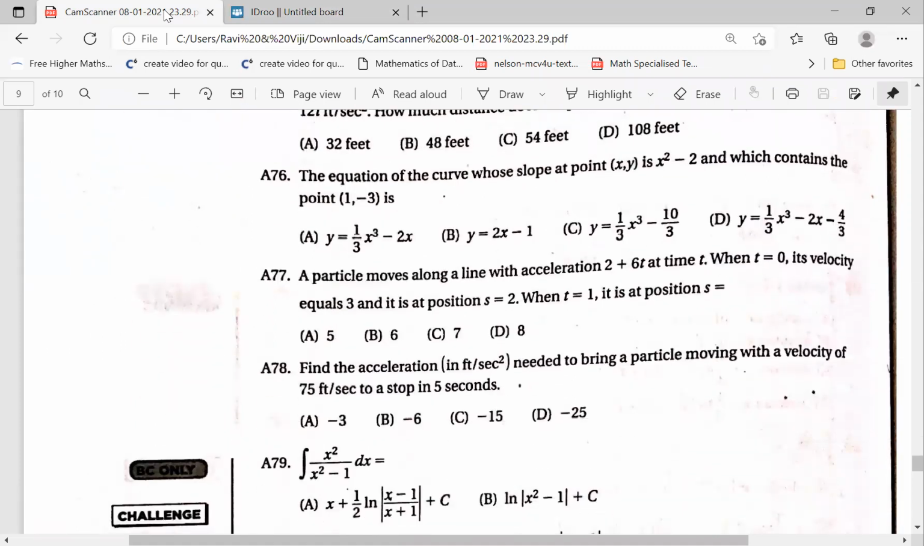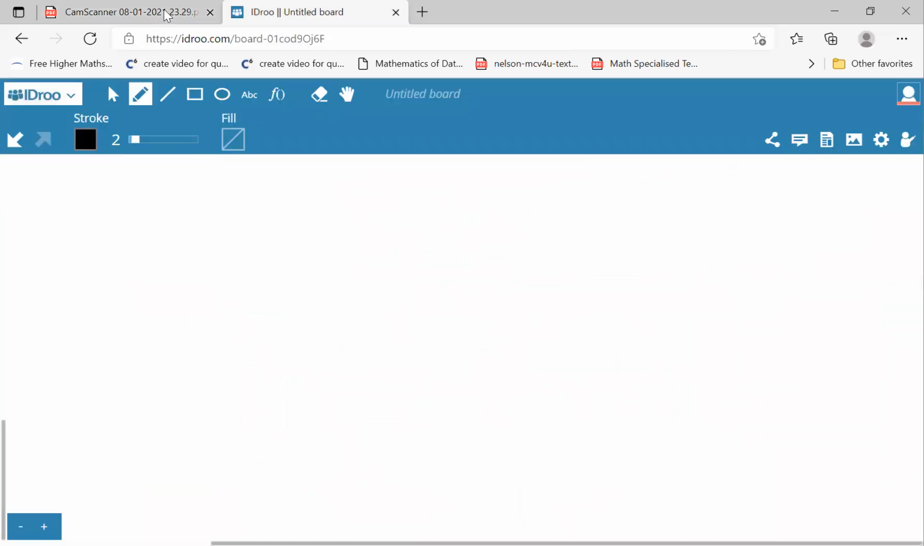Now coming to the 77th. A particle moves along a line with acceleration 2 plus 6t at a time t. When t is equal to 0, its velocity equals 3, and it is at the position s is equal to 2 when t is equal to 1. Then the position s is equal to what? A slightly tricky one.